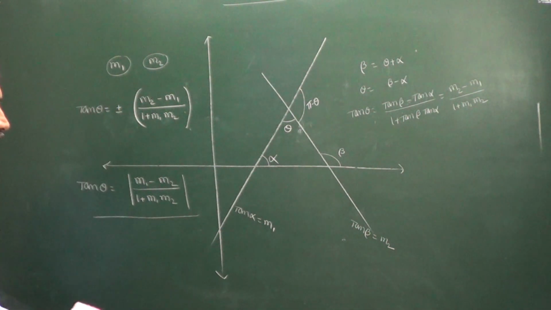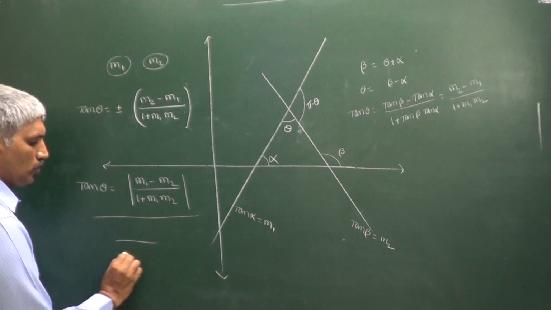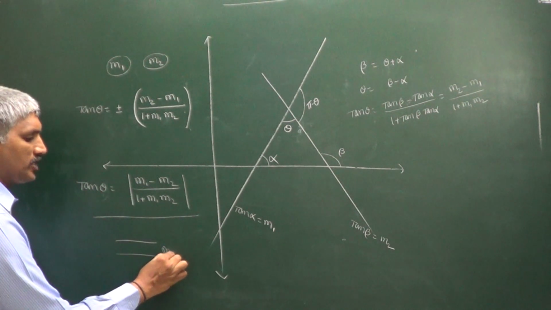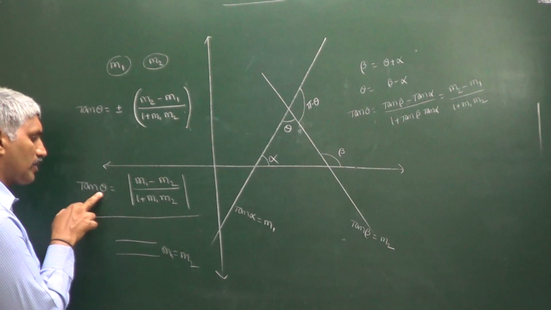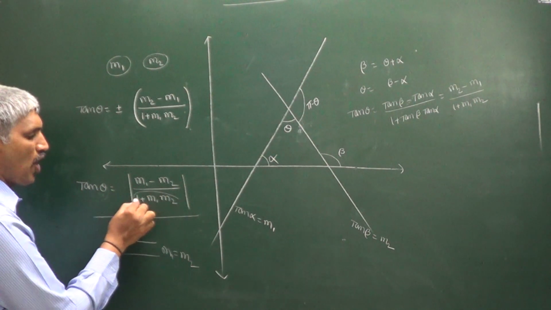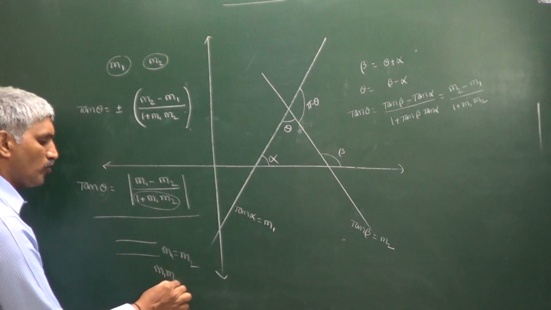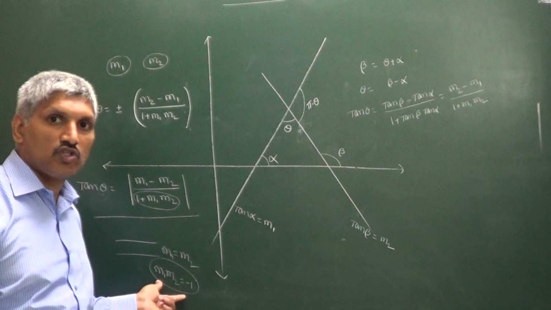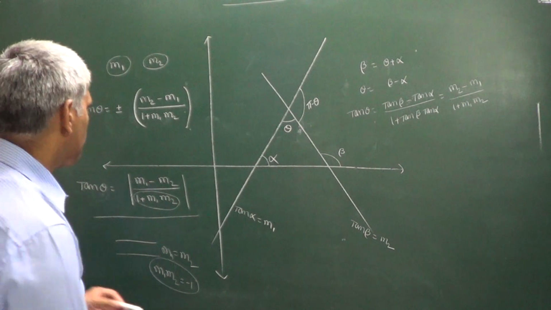From here we can also say if the two lines are parallel, theta must be equal to 0. Theta equal to 0 means this value becomes 0. That's why we get m1 is equal to m2 if the two lines are parallel. But if the two lines are perpendicular, theta is equal to 90, tan 90 is not defined, that's why the denominator must be equal to 0. 1 plus m1 m2 is equal to 0 means m1 m2 is equal to minus 1. If the two lines are perpendicular, then the product of the slopes is equal to minus 1. If the two lines are parallel, slopes must be equal.